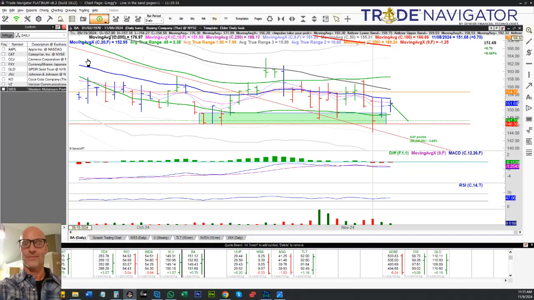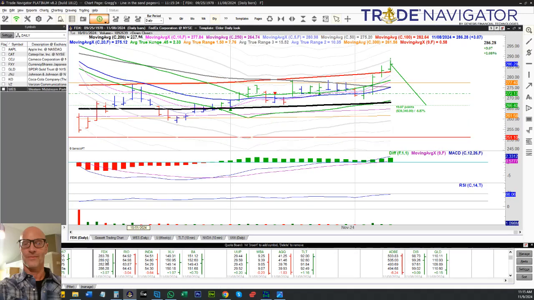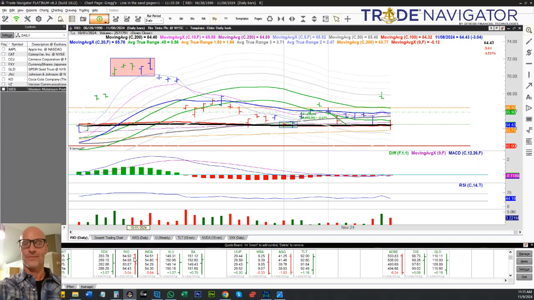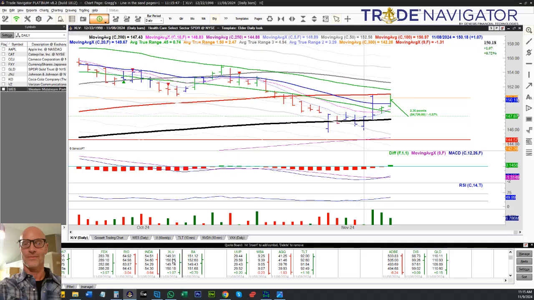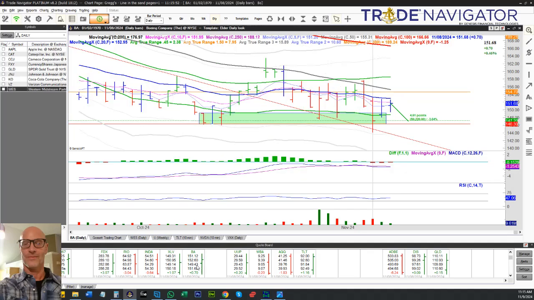So those are the open positions. The current open positions: FedEx up 6.87%, Rio just about break even, INDA down 1.57%, XLV up 1.57%, and BA Boeing up 3.04%.